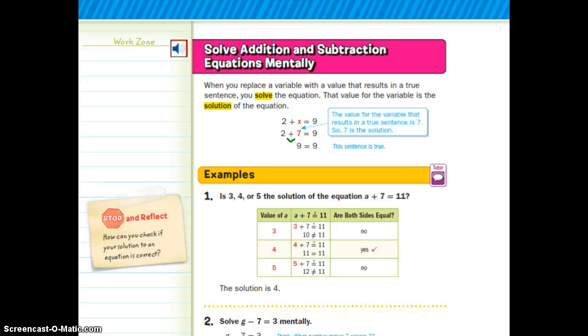So in example 1, we're given 3 possible solutions to our problem, 3, 4, and 5, to the equation a plus 7 equals 11. Well, let's see. 3 plus 7 is 10. Nope, that didn't work. 4 plus 7 is 11. Ooh, that looks good. And then let's just do the other one just to make sure. 5 plus 7 is 12. Nope, that didn't work either. So we know the solution to this is 4.